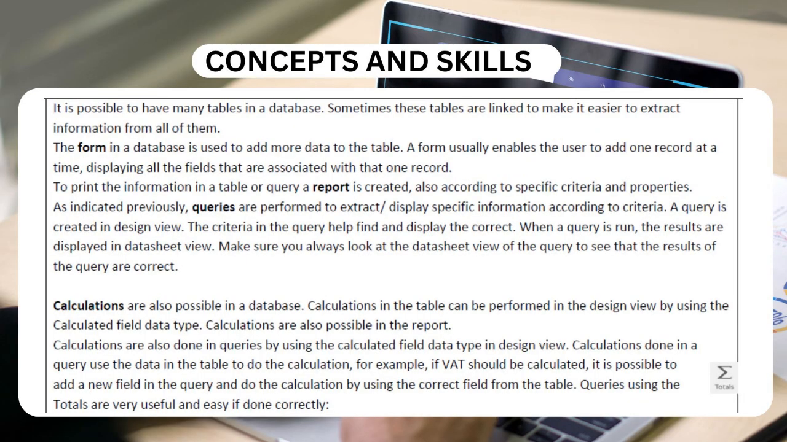It is possible to have many tables in a database. Sometimes these tables are linked to make it easier to extract information from all of them. The form in a database is used to add more data to the table. A form usually enables the user to add one record at a time, displaying all the fields that are associated with that one record. To print the information in a table or query, a report is created, also according to specific criteria and properties. As indicated previously, queries are performed to extract/display specific information according to criteria.